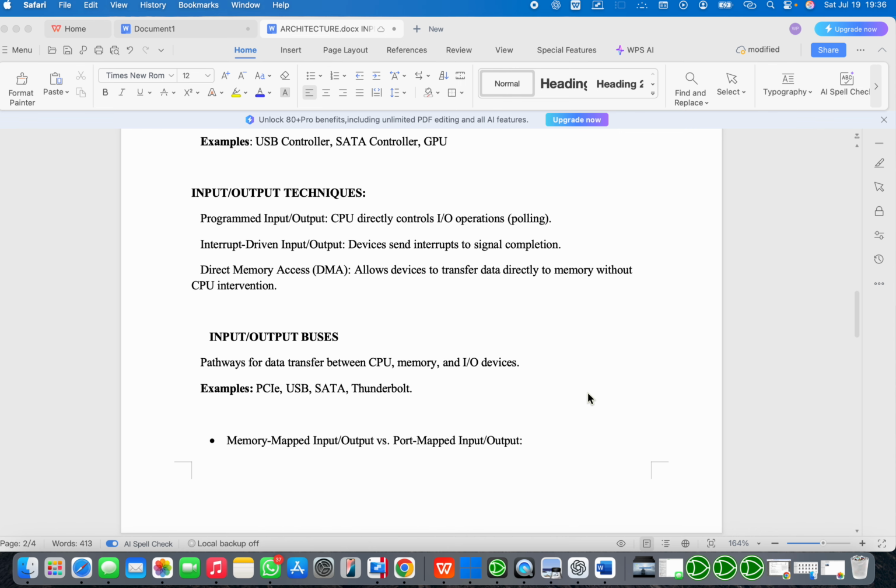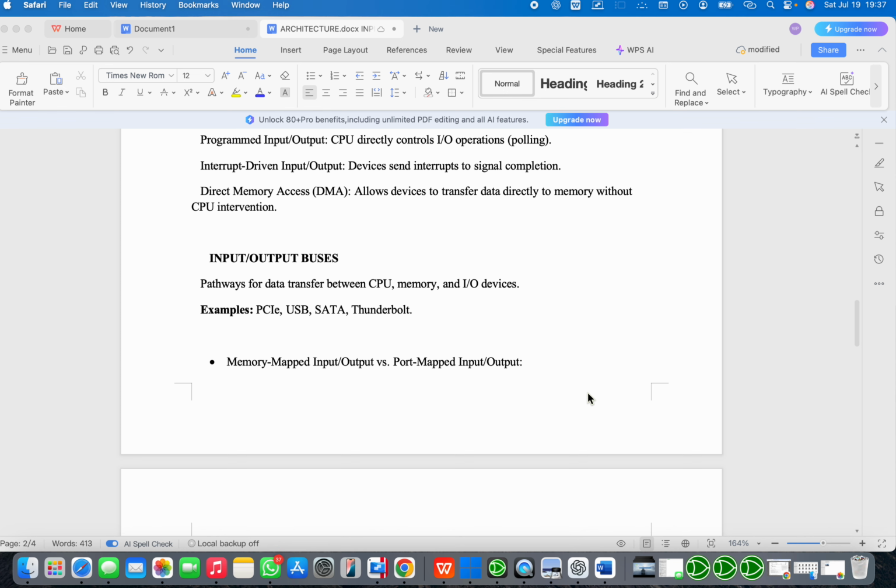Input and output techniques. Programmed input or output: the CPU directly controls the input and output operations, that is, the CPU is responsible for the controlling or polling. Interrupt driven input and output: the device sends interrupts to signal completion. Direct memory access allows devices to transfer data directly to memory without CPU intervention.